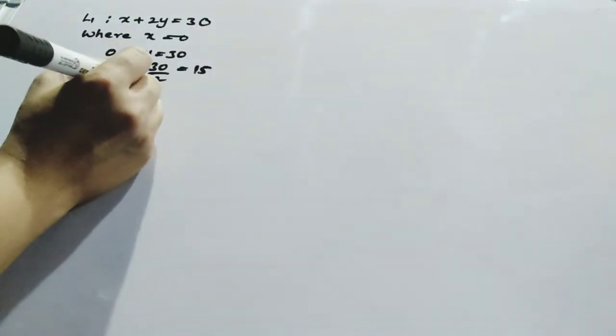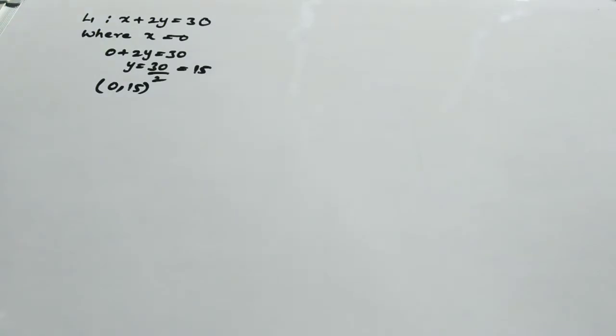Your first linear equation, L1, is x plus 2y is equal to 30. So we take x equal to 0 and substitute the x value in the equation: 0 plus 2y equal to 30, y equal to 30 by 2, you will get 15. So the coordinate we get is x is 0, y is 15.